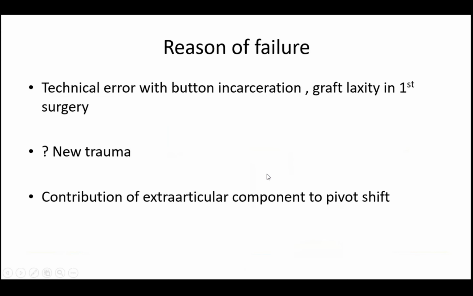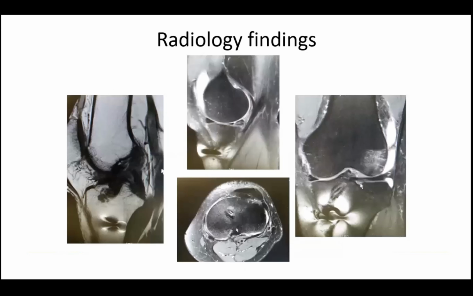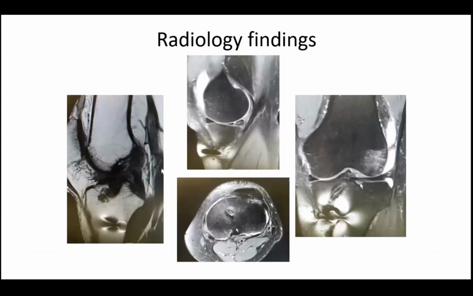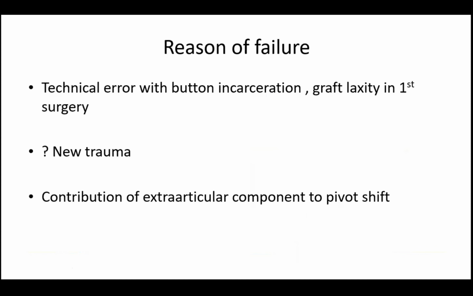Okay, let me go back here. Sorry. Look at this button. This button is in the tunnel. This button is in the bone. So basically the reason why he failed is that the button got incarcerated. It did not flip. If you look, the button is here, in the bone, in the femur. So the button got incarcerated, so there was graft laxity, because sometimes you need to flip the button out. If the button doesn't come out, it gets incarcerated. With time, the button migrates and you get laxity and failure.